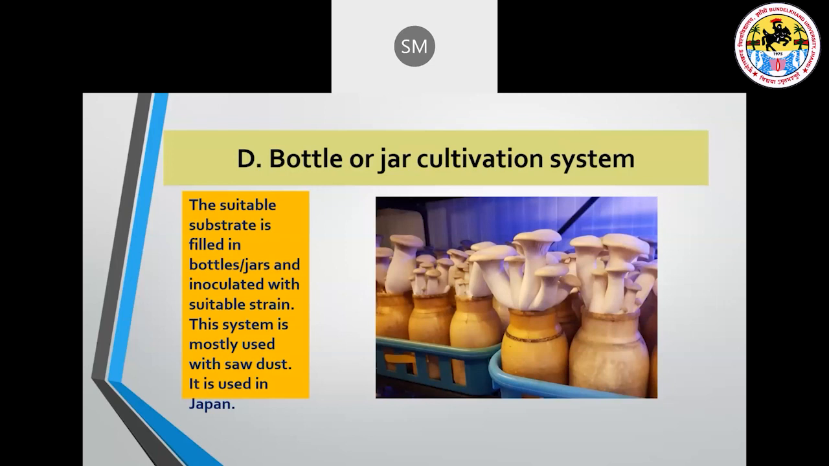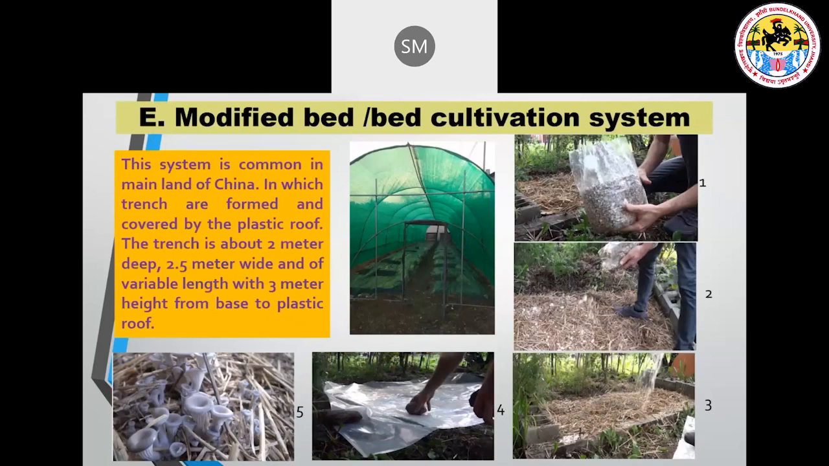But it has poor, limited biological efficiency. This method is very hygienic and clean. So people or women can apply this cultivation system in their kitchen too. This is the benefit of this kind of cultivation system. The next cultivation system is the modified bed or bed cultivation system.